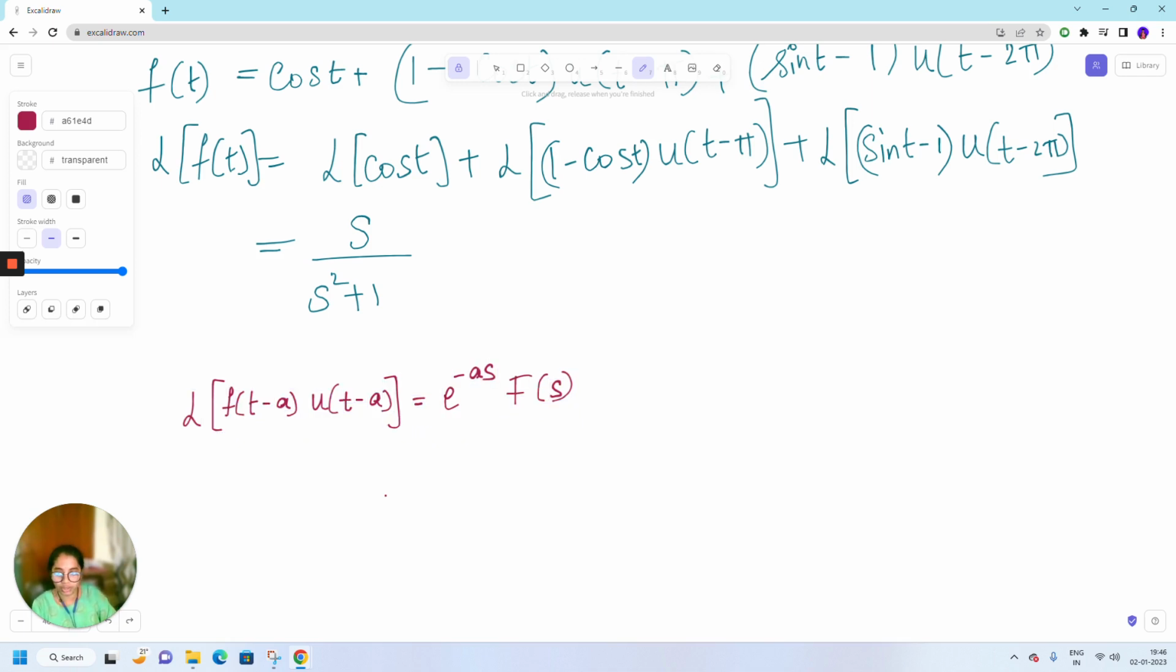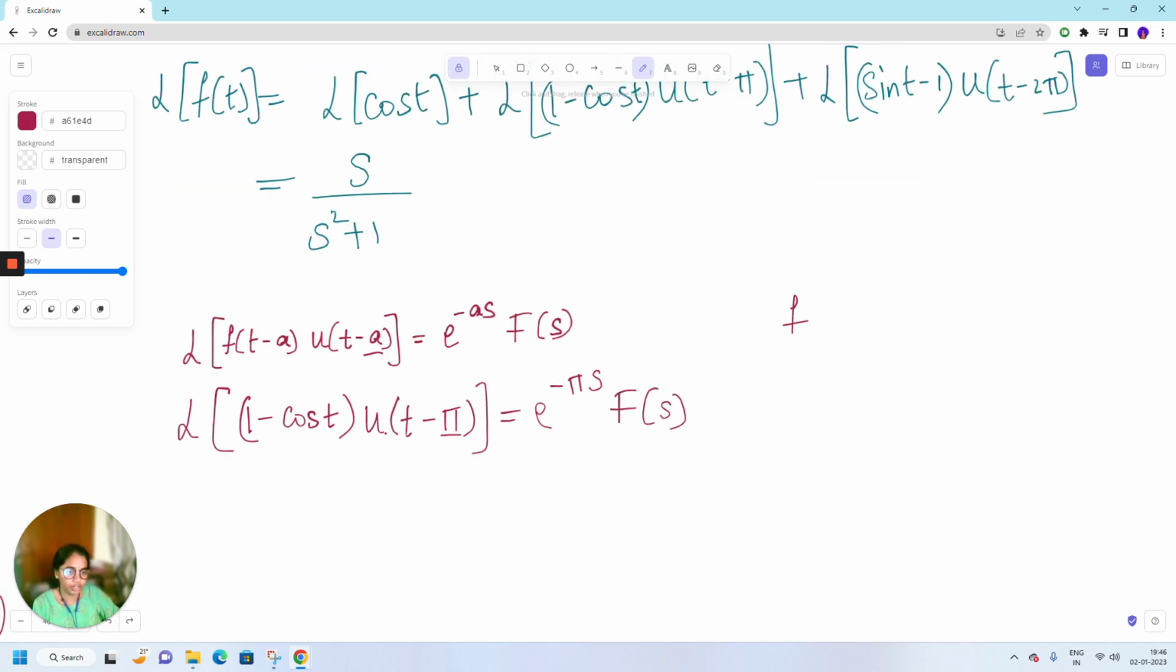So what should I do? What is the question now? I would have to find Laplace of 1 minus cos t into u of t minus pi. What do I have in place of a? I have pi, right? So I would have to write e power minus pi s. Let me find what is f of s now. How do you find f of s? I would have to find Laplace of f of t. But here I have f of t minus pi. What is f of t minus pi? It is 1 minus cos t.